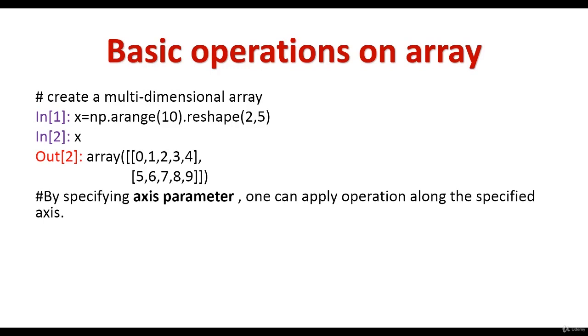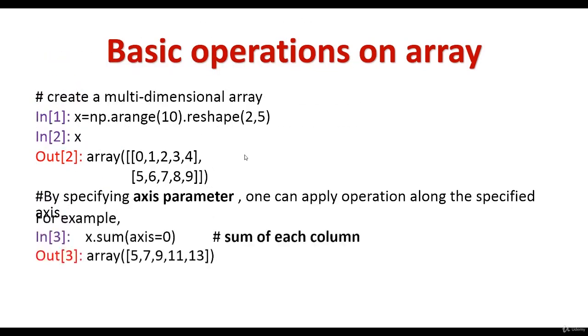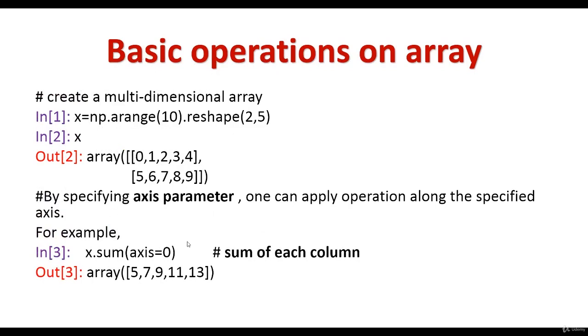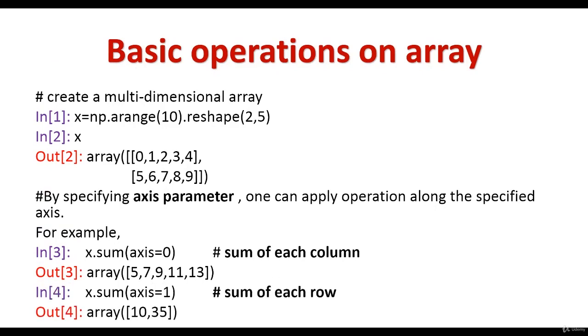Now if you specify the axis parameter, then you can apply operation along either row wise or column wise. Like in this example, if you pass axis equal to 0, then sum will be column wise. Like here 1 plus 6 is 7, 2 plus 7 is 9. And if you pass axis equal to 1, then sum will be row wise.